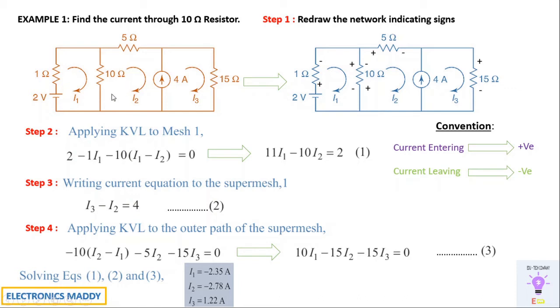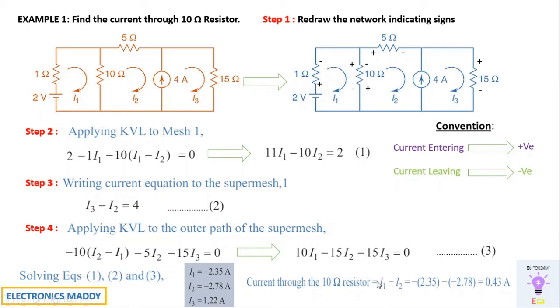Now you have to find the current flowing through the 10 ohm resistor. So how do we do it? I1 is flowing in this direction and I2 is flowing in this direction. So I1 and I2 are in opposite directions with respect to each other across the 10 ohms. The current flowing through the 10 ohm resistor, which is the question asked, is nothing but I1 minus I2.